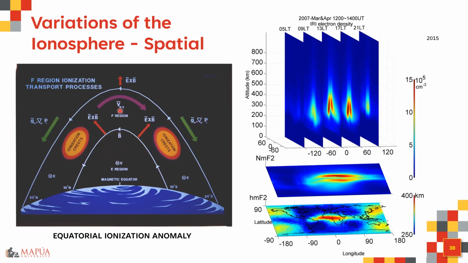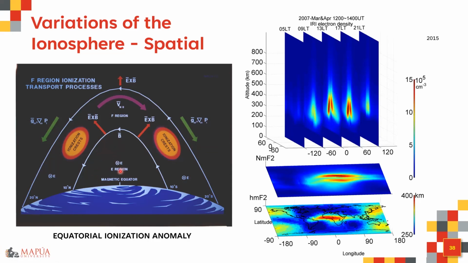Okay, it will drift upward. And then because of gravity and pressure gradient along the magnetic field line, the ionization that drifts upward will move sideward, thus forming these ionization crests.